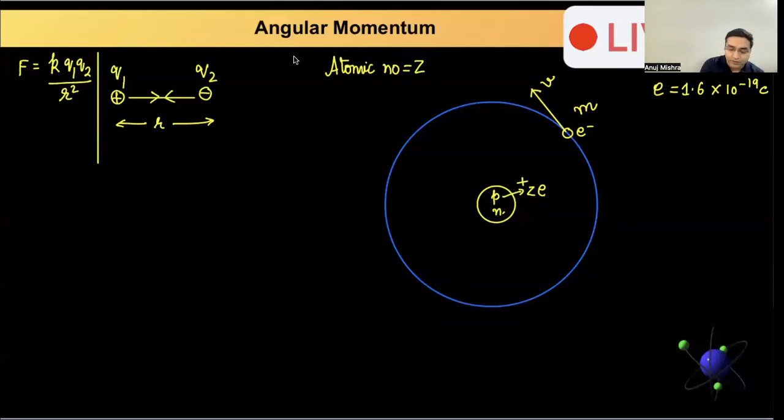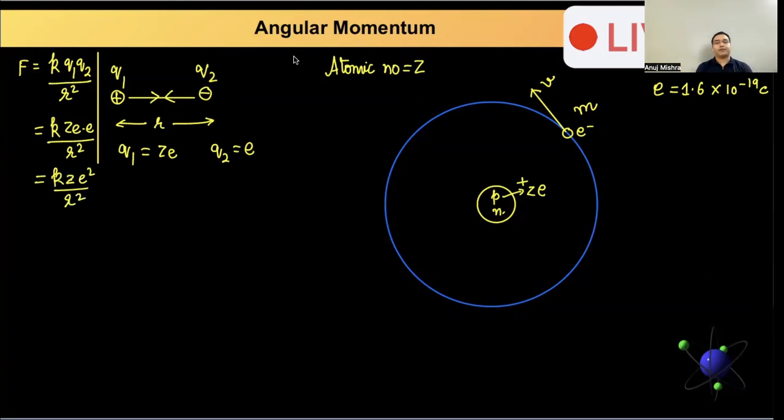What is value of Q1? Q1 is ZE. What is value of Q2? Q2 is E. So what shall be the value of force? K times ZE into E upon R square, which is K times ZE square upon R square. Clear? ये सभी को समझ में आता है? यानी कि आपके जो न्यूक्लियस है और आपके पास जो इलेक्ट्रॉन है, इसके बीच में एक भाई फोर्स है और उस फोर्स का वैल्यू कितना है? What is the value of this force of attraction? This much, F force. इससे पुलिंग चल रही.